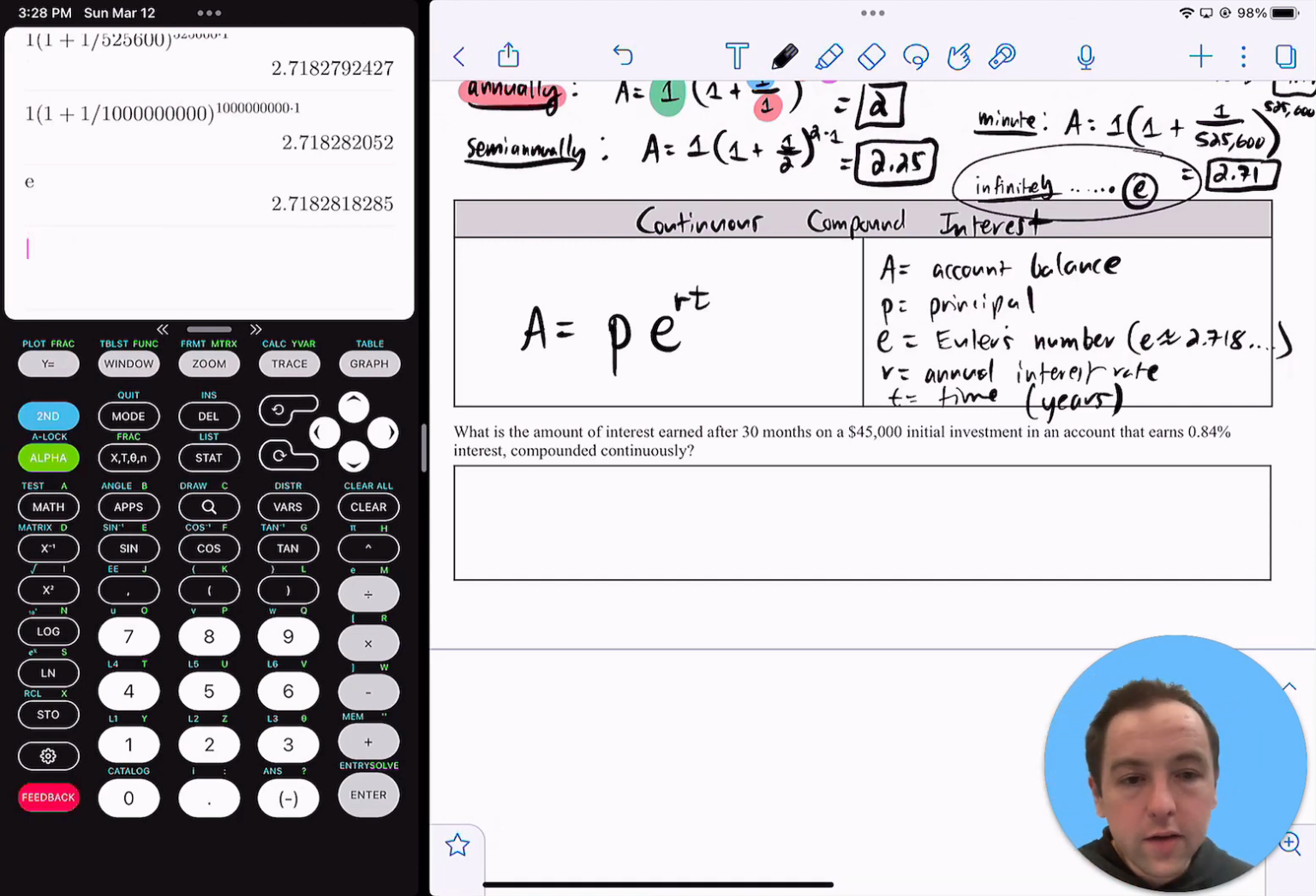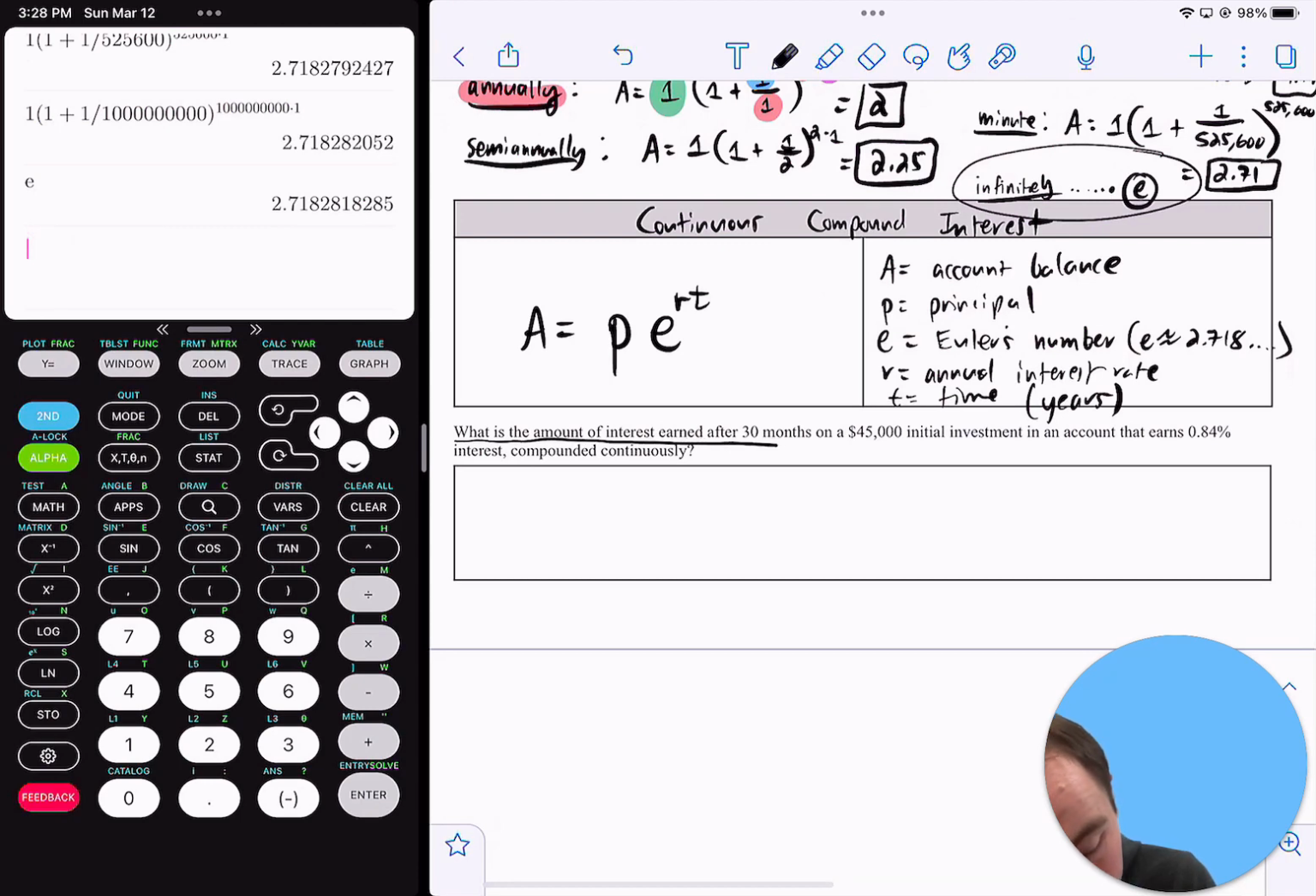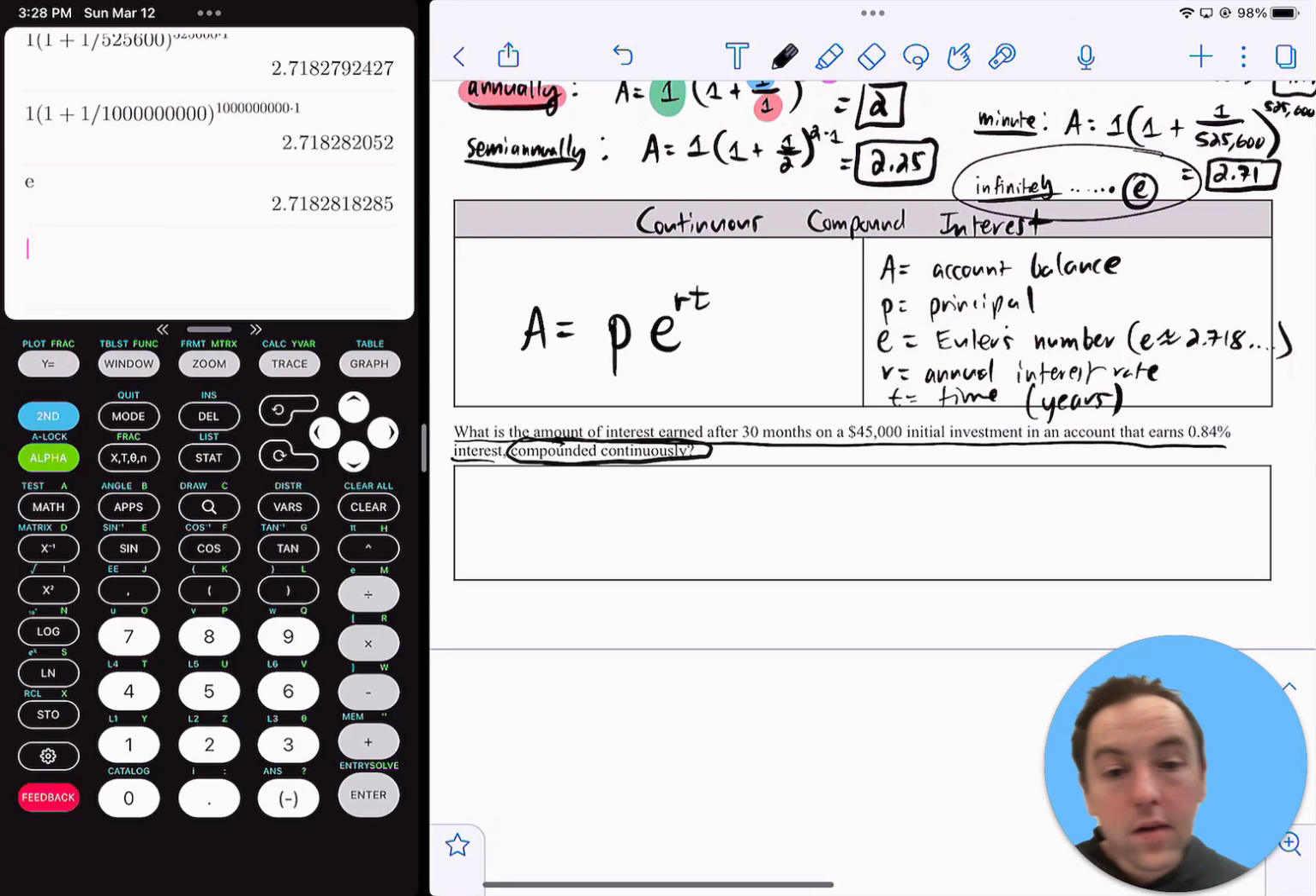All right, so I'm going to walk you through an example where we can use this continuous compound interest formula. It's very similar to the question we just worked through a little bit before, because we want to figure out the amount of interest that's earned after 30 months, $45,000 to start with, earns 0.84% annual interest. The only thing that's different this time is that it's compounded continuously. So when it's compounded continuously, you're going to have to use this formula right here.